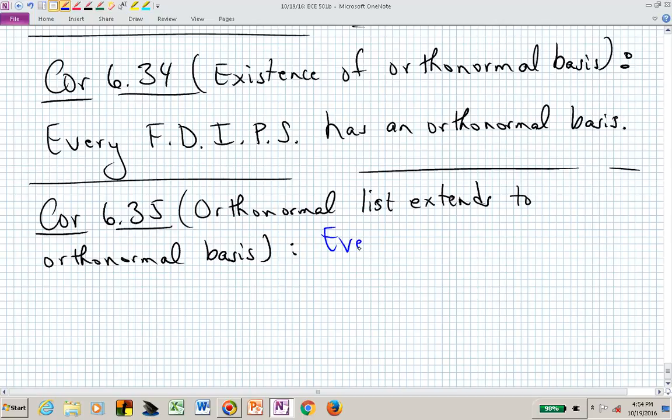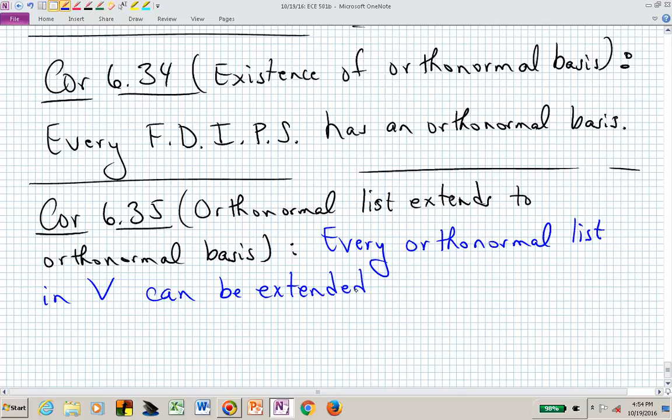For every orthonormal list in our vector space V, can be extended to an orthonormal basis on V.